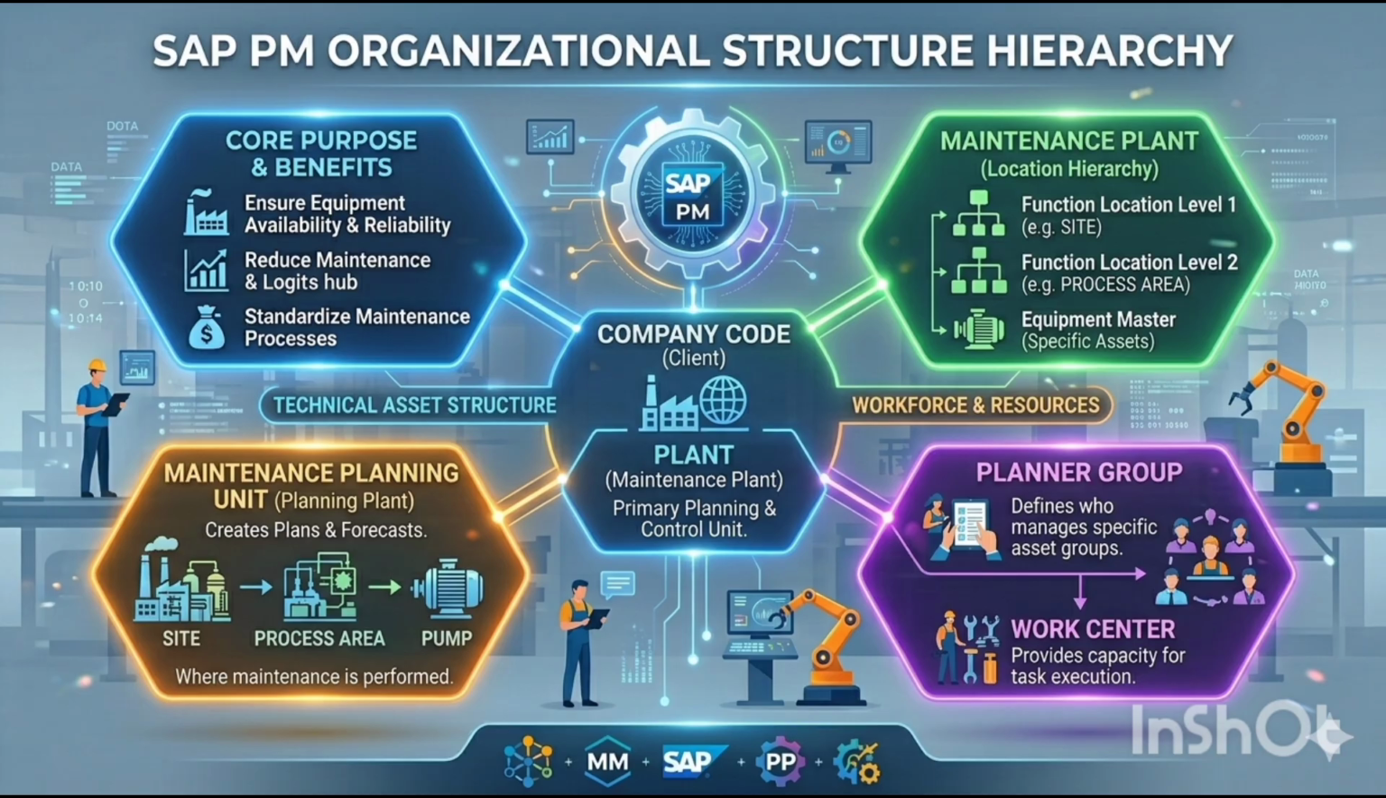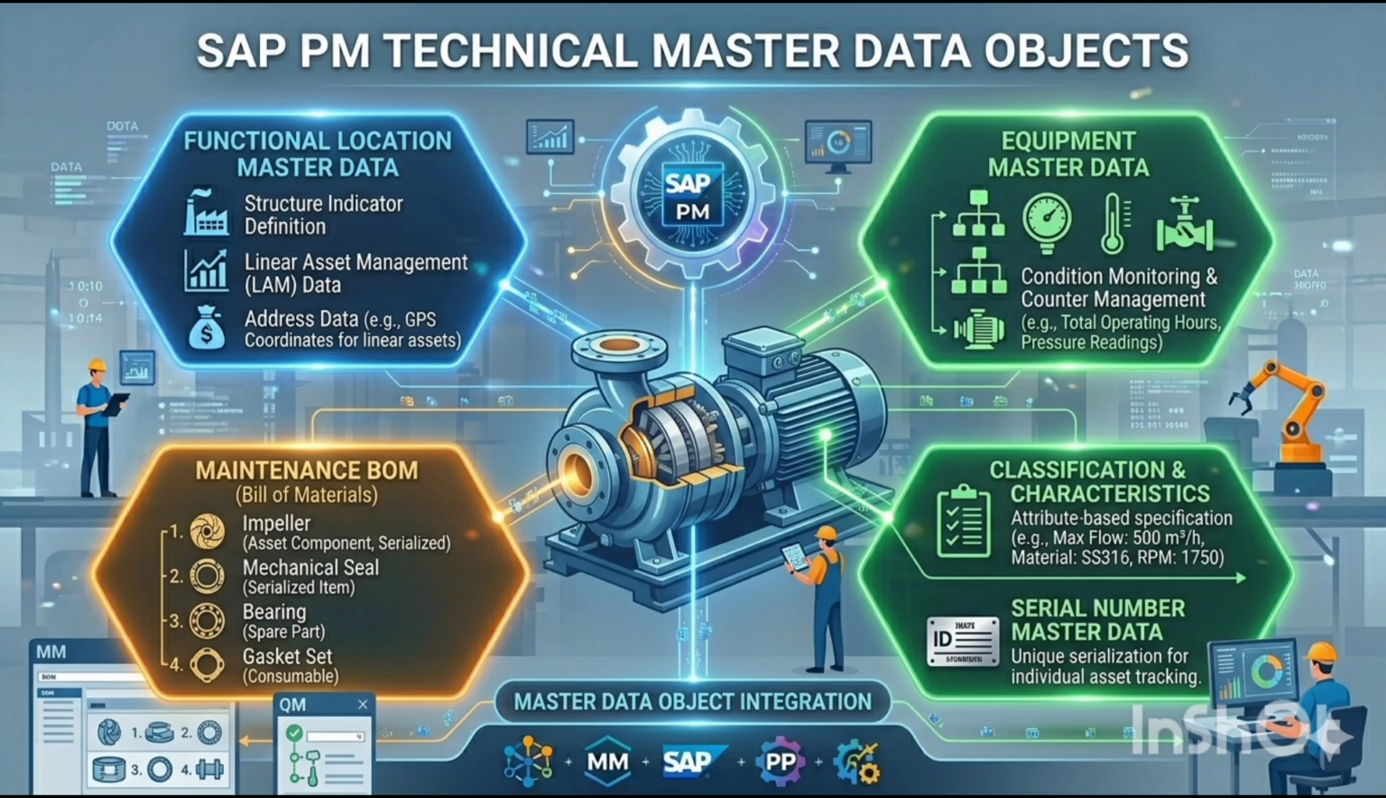Workforce and resources. This includes the planner group and the work center, the actual capacity and location where maintenance tasks are executed. By establishing the hierarchy, SAP allows for precise cost center assignment and resource tracking. It ensures that every technical object is mapped to a responsible maintenance team, facilitating clear accountability and streamlined workflow management across the industrial facility. Now let's break down the essential static data objects required for effective maintenance.